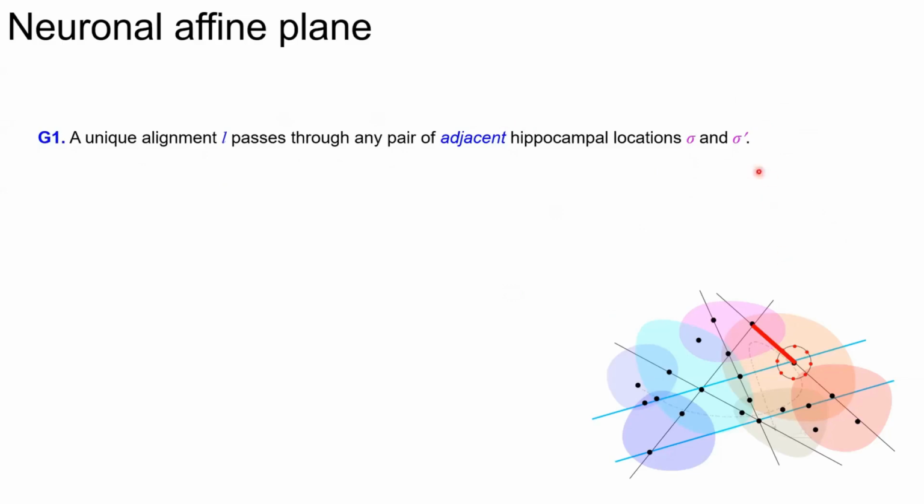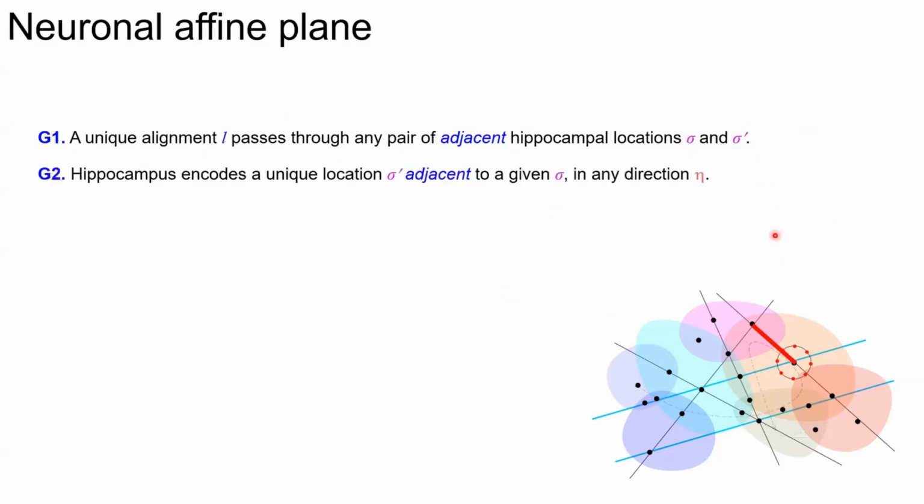So what I'm saying is that if you start from one sigma hippocampal cell assembly, and I give you another sigma, there is a head direction assembly that leads you from here to here. Let's assume that. It's a minor assumption, actually. It's not a terribly strong assumption. Now, another one is that hippocampus encodes a unique location adjacent to a given sigma in any direction eta. Here I'm giving you sigma and eta, right?